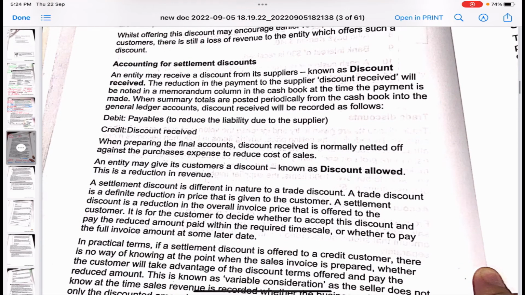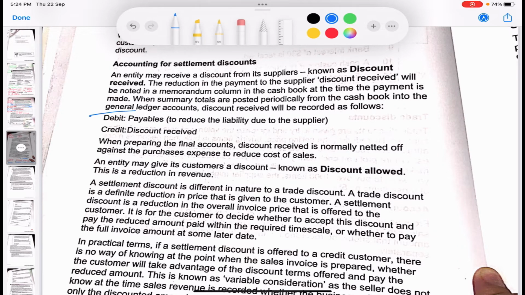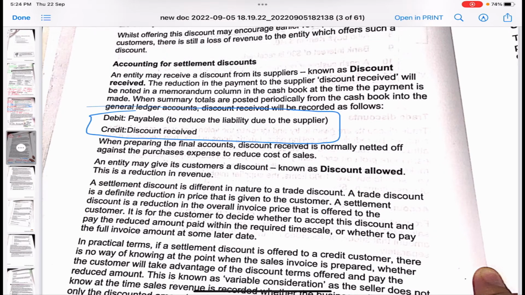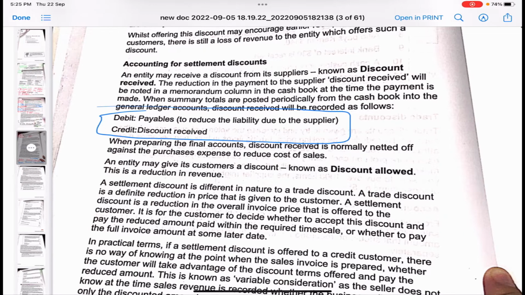Now let's see how we do the accounting. So we just discussed the accounting, but we will still be doing this. Okay. So when we are receiving a discount, then the discount received will be credited. Why will it be credited? Because it is an income for us, and you know all the incomes are credited and payables are debited. Why? Because you're paying away something, right? We will be solving more questions.